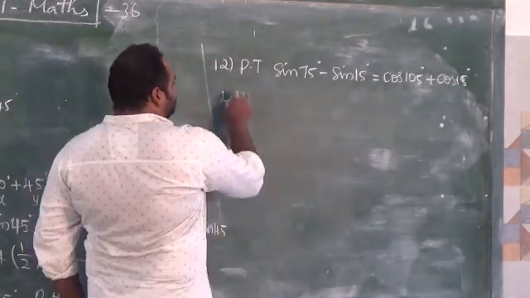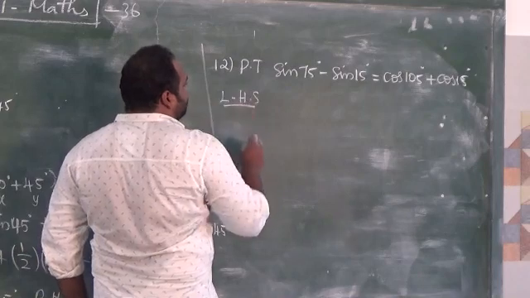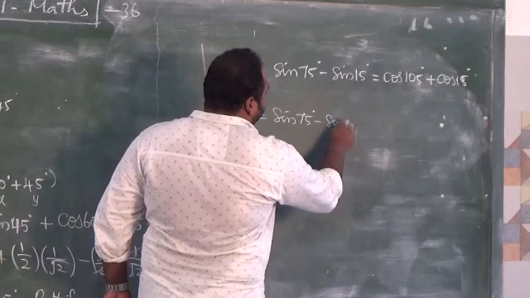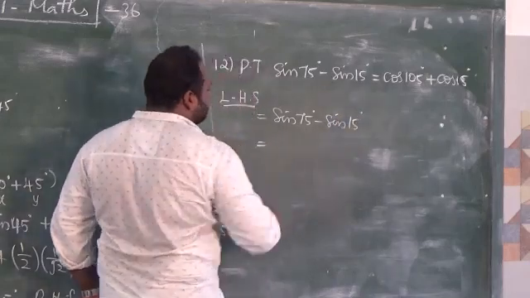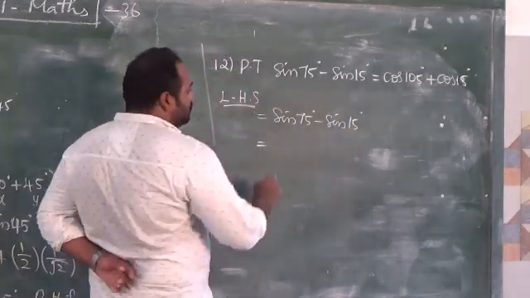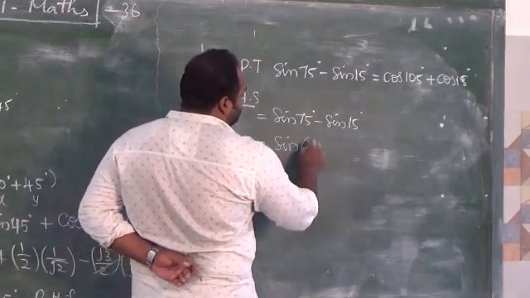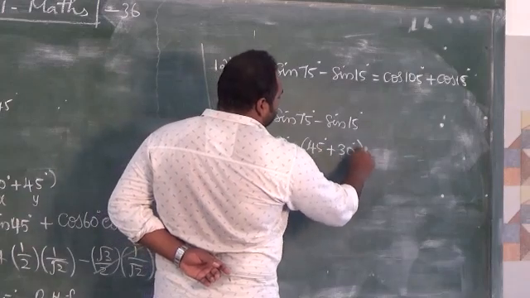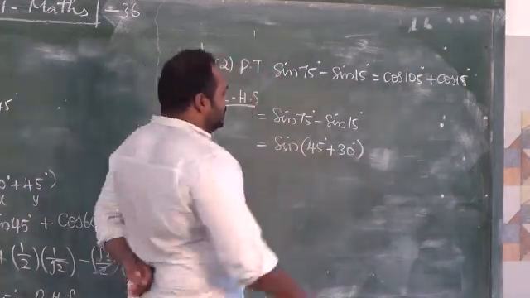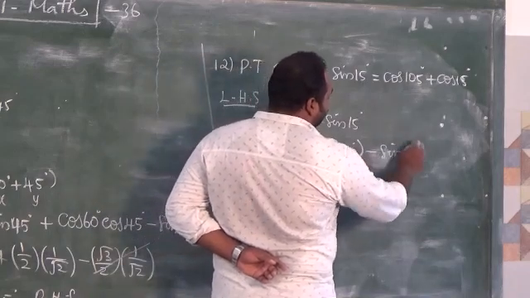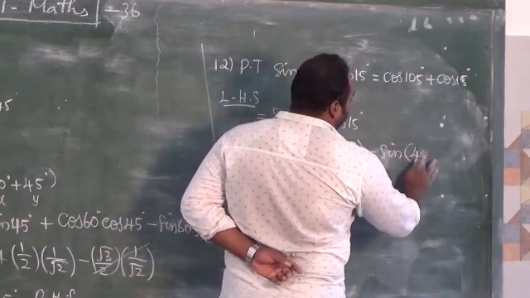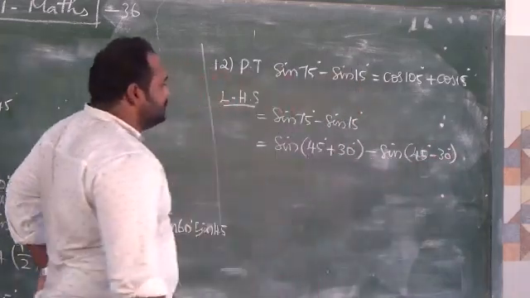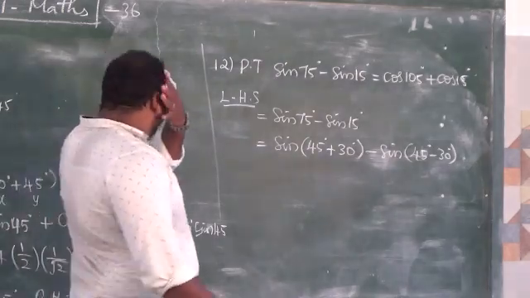Okay, now the LHS side. First find the LHS answer. What is the LHS? Sin 75 minus sin 15. This can be split into sin 45 plus 30, and minus sin 15 can be split into 45 minus 30. Now we have a formula.